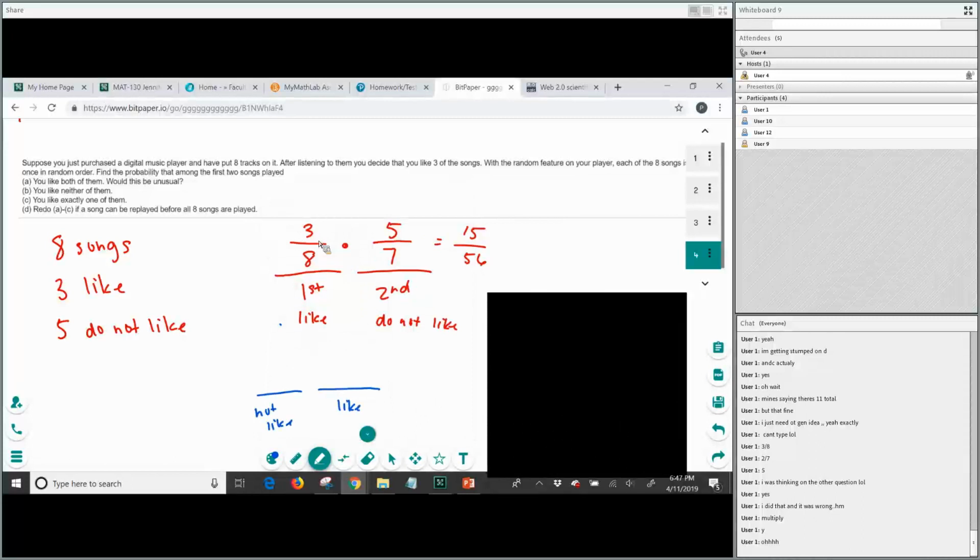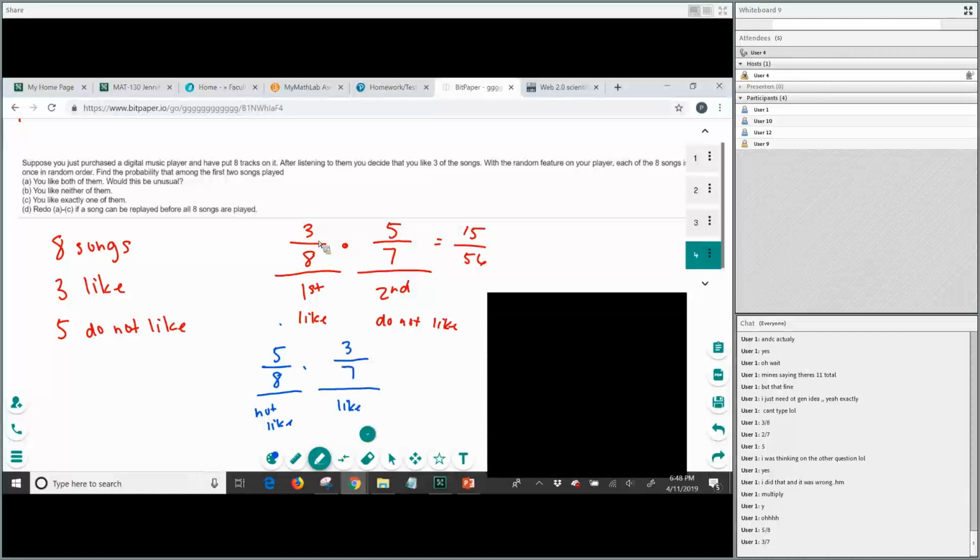But there's no reason why it had to go in that order. It's possible also that it could have gone like this. I do not like the first one, but I do like the second one. That's possible, right? So let's do it this way now, and we're just going to keep the previous one in mind. So what's the probability that I do not like the first one? Yes, 5 that I don't like out of 8 total.